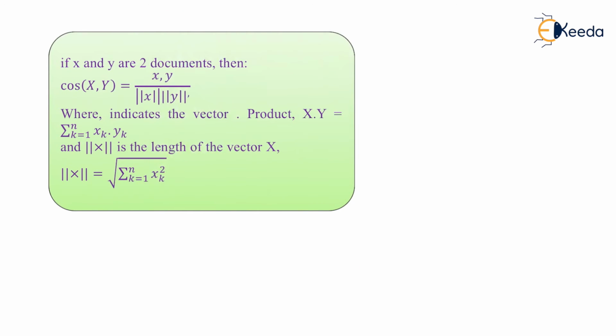If x and y are two documents, then cos(x, y) equals the dot product of x and y divided by the length of x times the length of y. Here the vector product x dot y is equal to the summation over k of x of k times y of k. We also calculate the vector length using the summation and the root of x of k squared. Fine. Next.